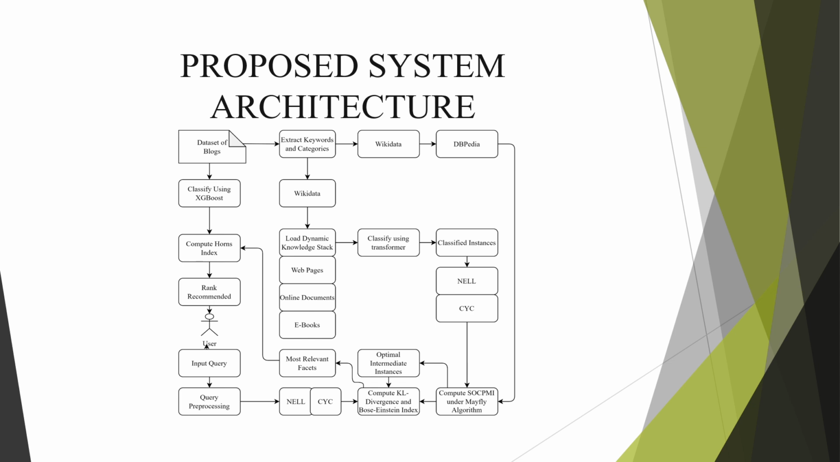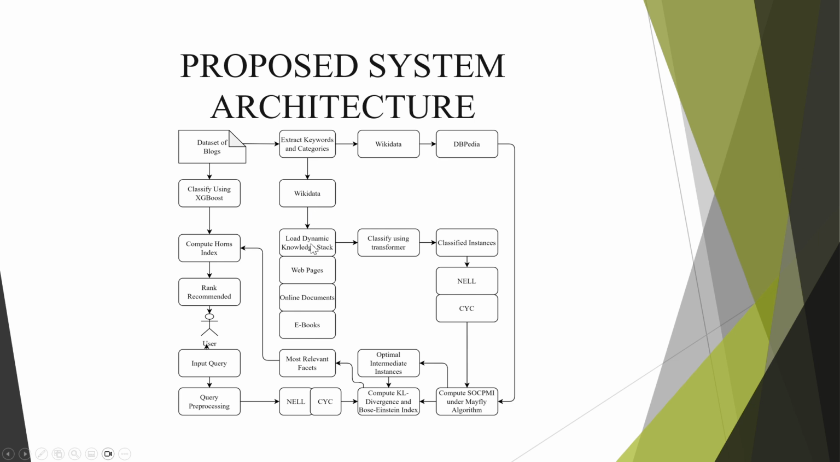So the main proposed system architecture follows two paths. From the dataset of blogs, we extract keywords and categories, and this again branches out into two. After extraction of keywords and categories, the first branch is enriched by the Wikidata knowledge repository, then enriched by the DBpedia knowledge repository, and then used to compute SOC-PMI under the Mayfly algorithm. The second path is again enriched by the Wikidata knowledge API.